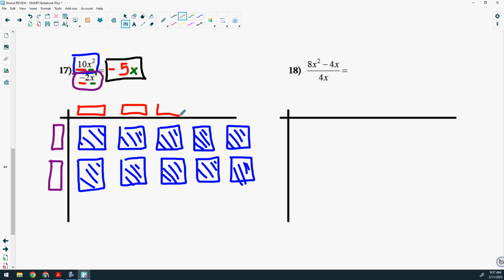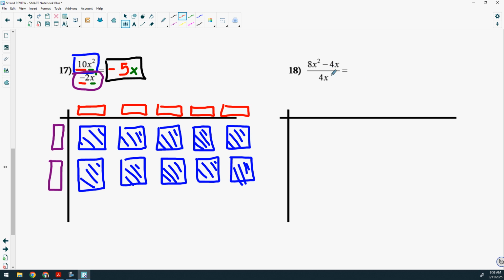And now you can see the pattern. Negative x times negative x gives me x squared. Okay. And you'd essentially be doing the same thing here, right? Negative x times negative x gives me x squared, and you do the same thing for the remaining groups.